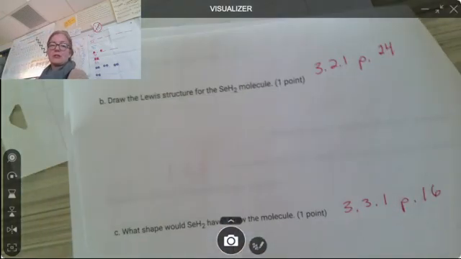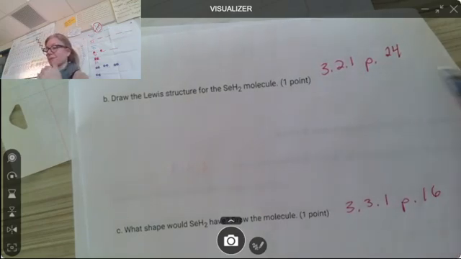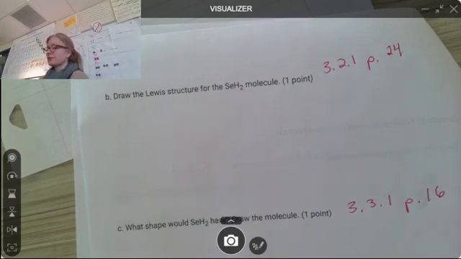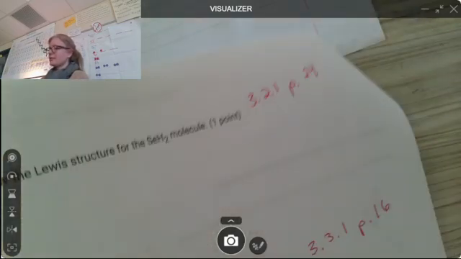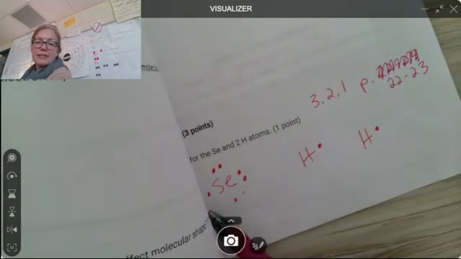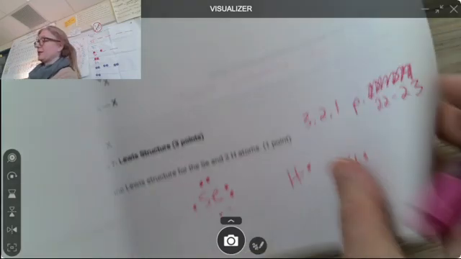For 7B, draw the Lewis structure for the SeH2 molecule. Okay, this was in 3.2.1, page 24, but I'm going to show you how I do it. So what you need to do is stick the electrons that are alone together. You'll notice that this side only has 1 electron and this side only has 1 electron. And that's where the hydrogens are going to latch on with their electron.